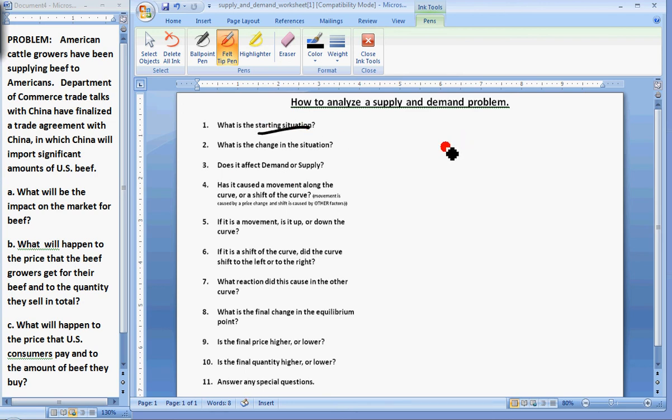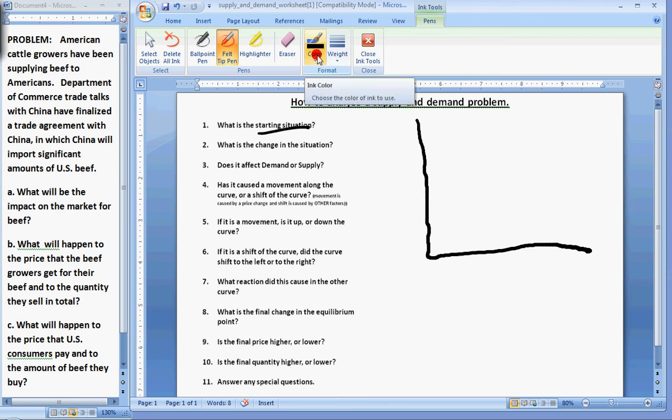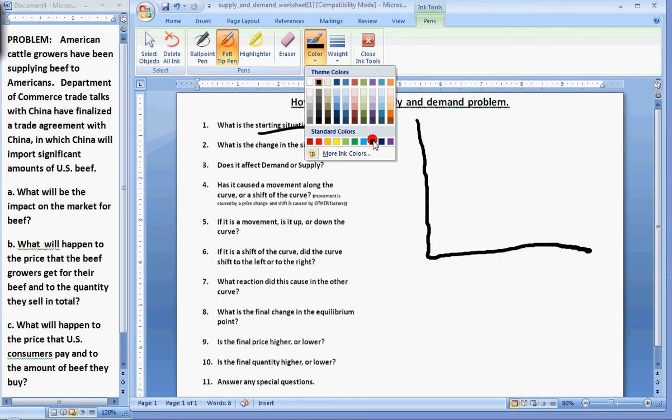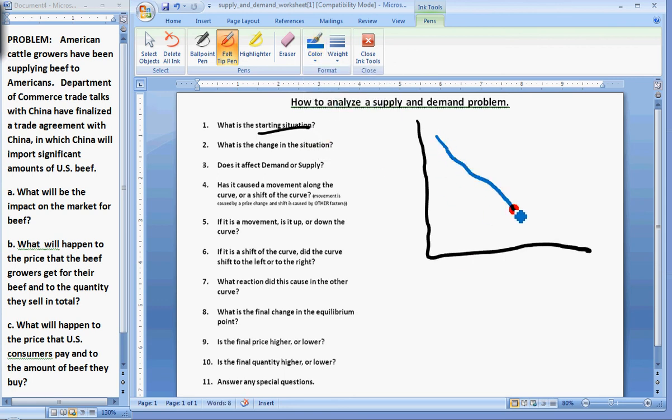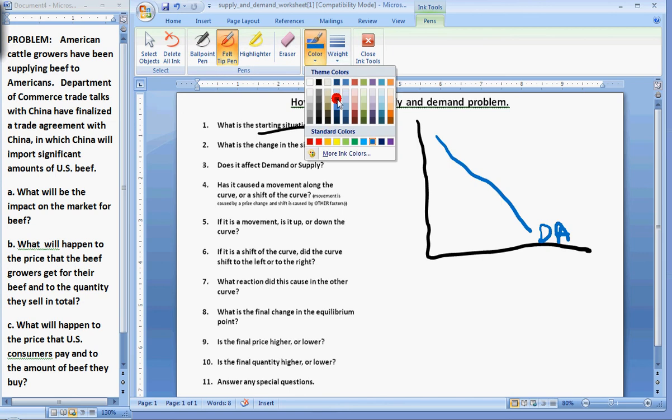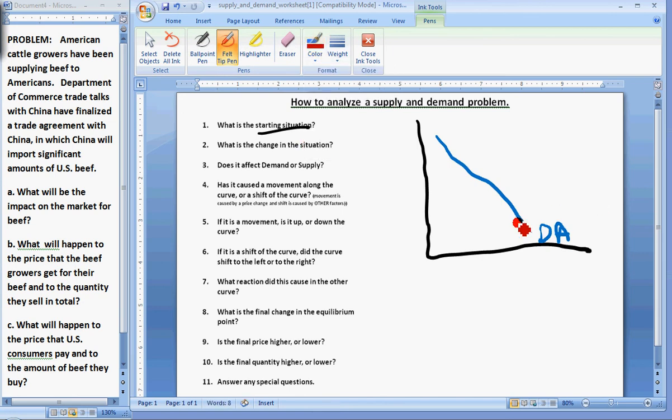I want to know what the starting situation is, and invariably we start off with a situation in equilibrium. So we know we have beef suppliers and we have U.S. consumers of beef. So let's go ahead and put in our demand curve for the U.S. Okay, so there is demand America. Then we have the suppliers of beef, the farmers that are growing the cattle, and we have their supply curve. We'll call that S. And again, we're talking about what is the starting situation. Well, the starting situation is we are going to have equilibrium, where supply and demand cross. That's going to give us a price of P1 and a quantity demanded and supplied of Q1.